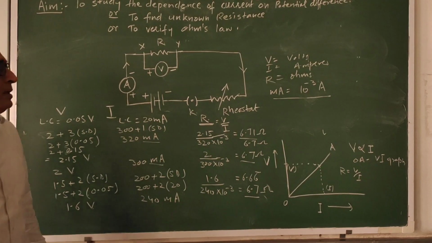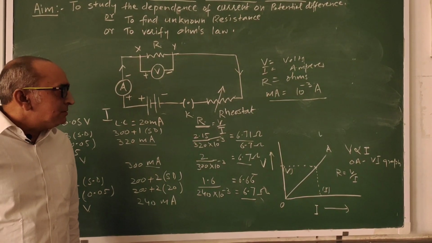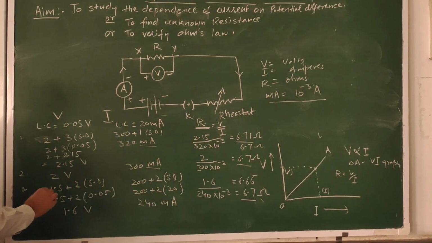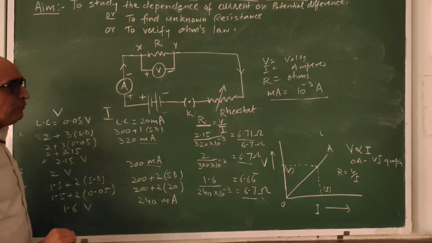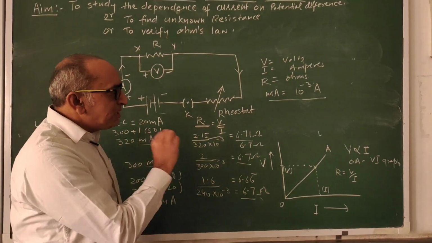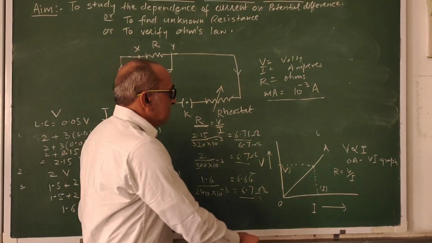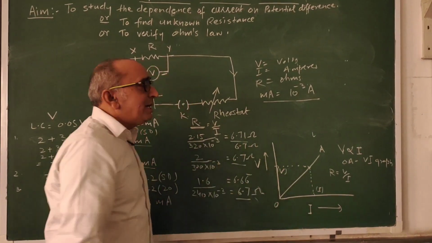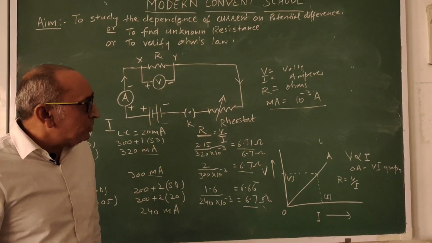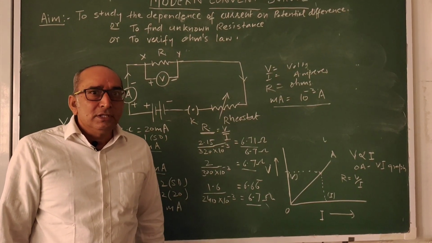So we have seen we get a constant value of resistance from our readings, and if we plot the graph with these readings, we are going to get this straight line. From this straight line, if we find the slope, we will get 6.7 as its resistance. So this was Ohm's law and how to verify it. Hope you have understood it. Thank you very much.